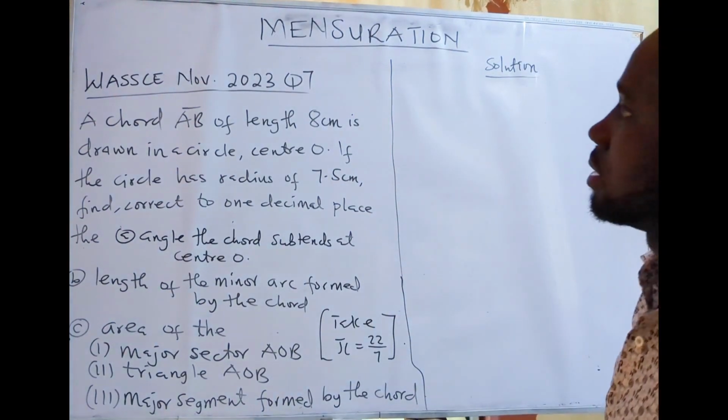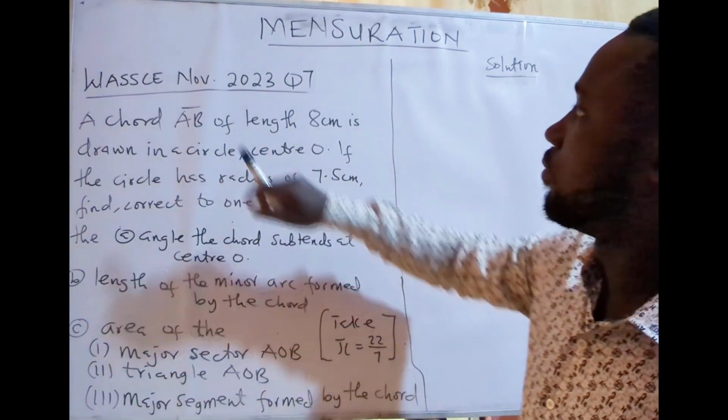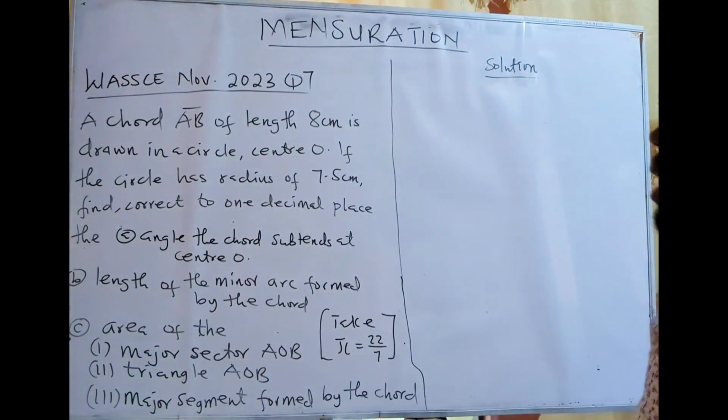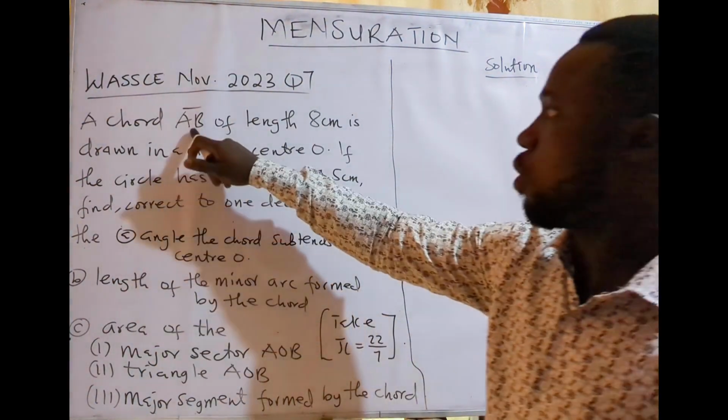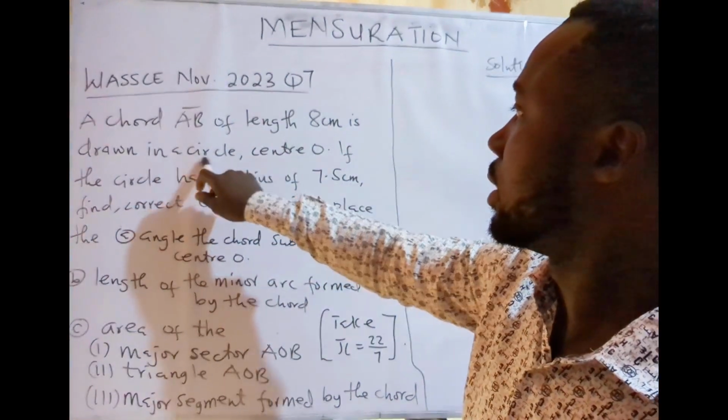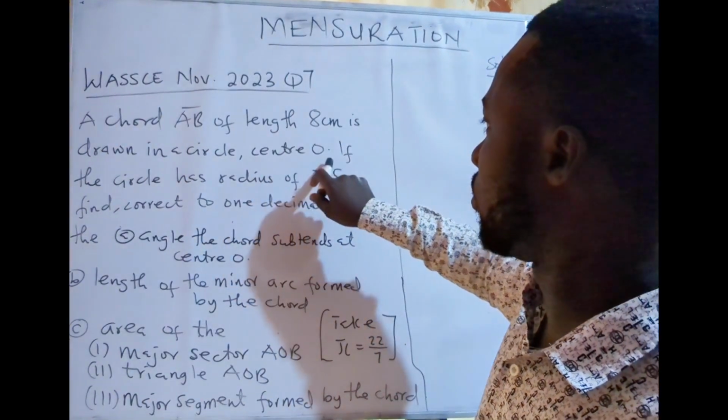Let's look at 2023 WASSCE November question 7. Okay, a question on mensuration, that is on circle. A chord AB of length 8 centimeters is drawn in a circle, center O.